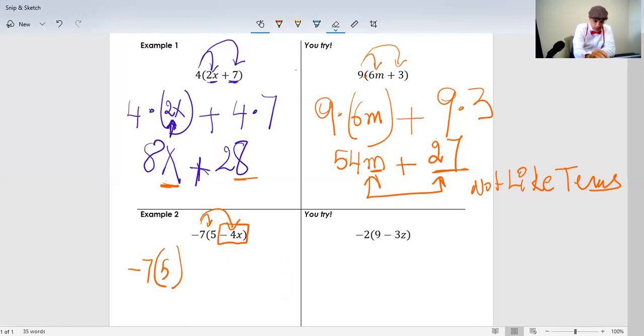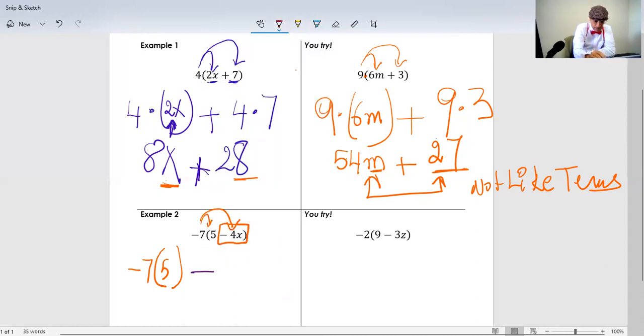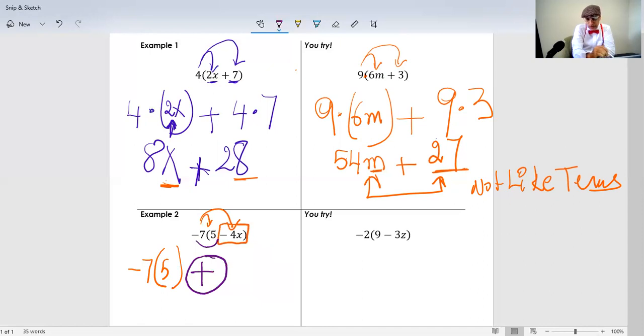So here you put a plus. You're going to do the first one, which is -7 times 5, and then put a plus. Plus in algebra doesn't do anything. It just connects things together, but it does not change anything. So now you're going to do the next one. Next one is minus 7 times, and take the sign to the left of here, times minus 4x.